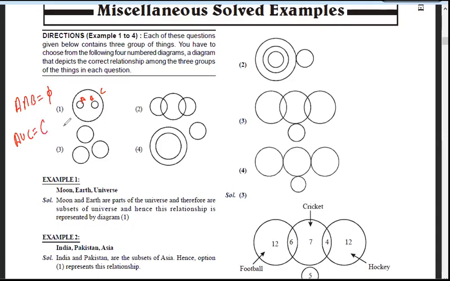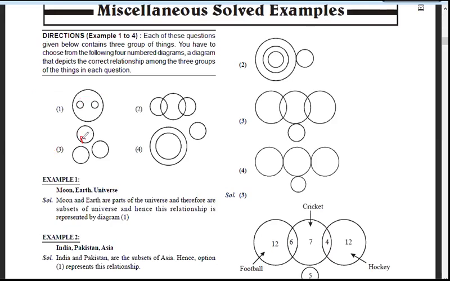It's just set C only. Because A union with C, A is a subset of C, so obviously the union will give C only. I hope you remember that A union A is equal to A only. We have studied this concept in the last class. Got it? Okay.